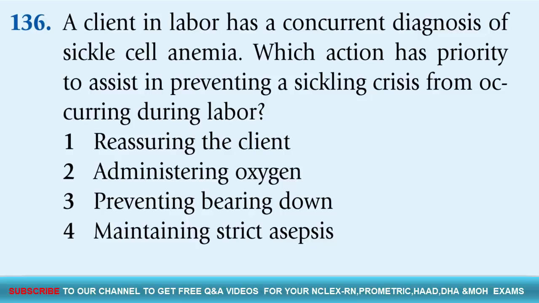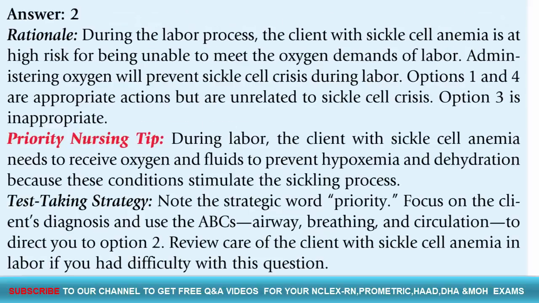136. A client in labor has a concurrent diagnosis of sickle cell anemia. Which action has priority to assist in preventing a sickling crisis from occurring during labor? 1. Reassuring the client. 2. Administering oxygen. 3. Preventing bearing down. 4. Maintaining strict asepsis. Answer 2.